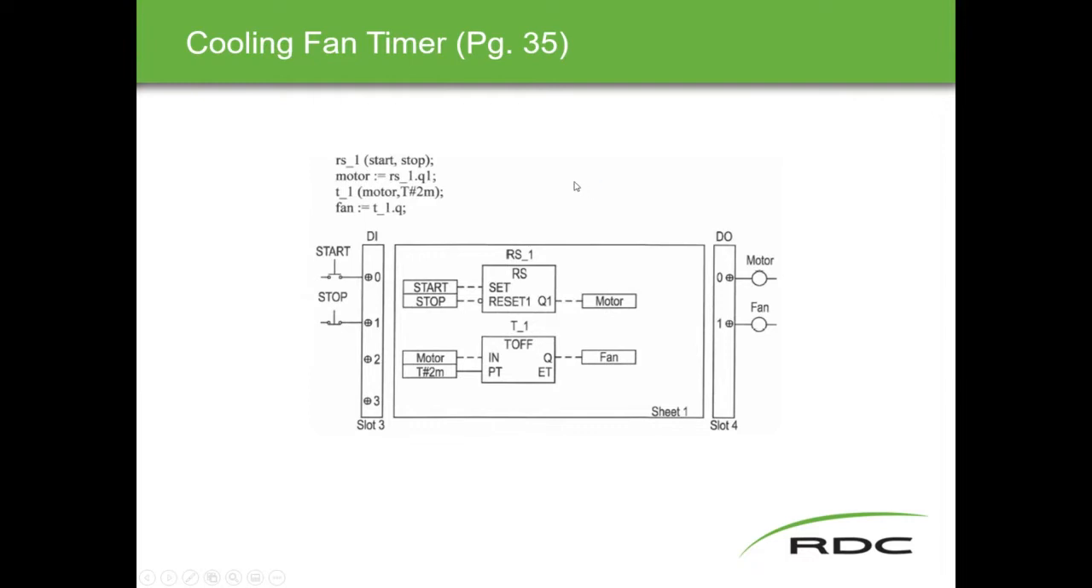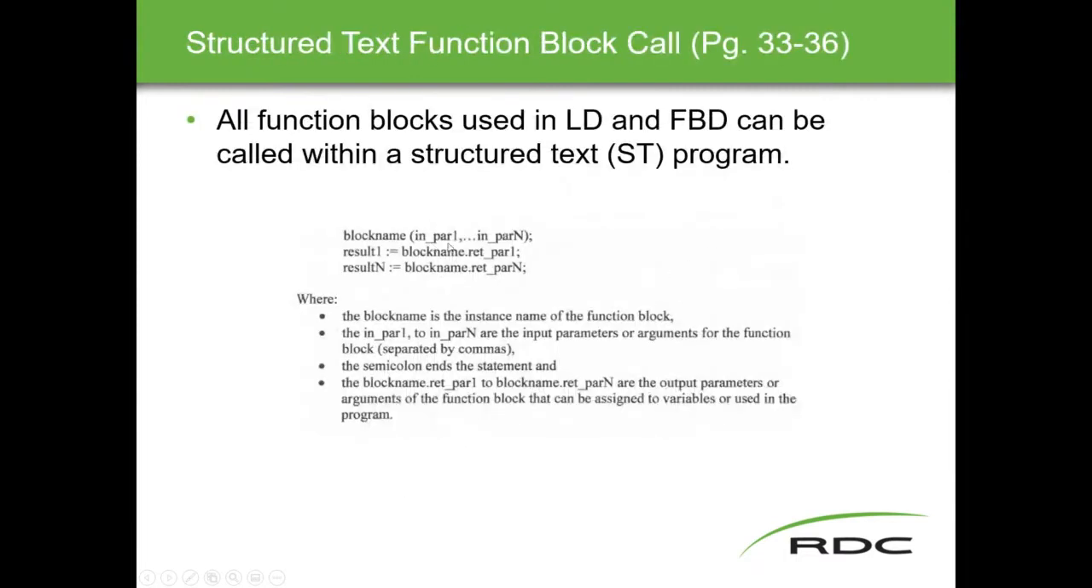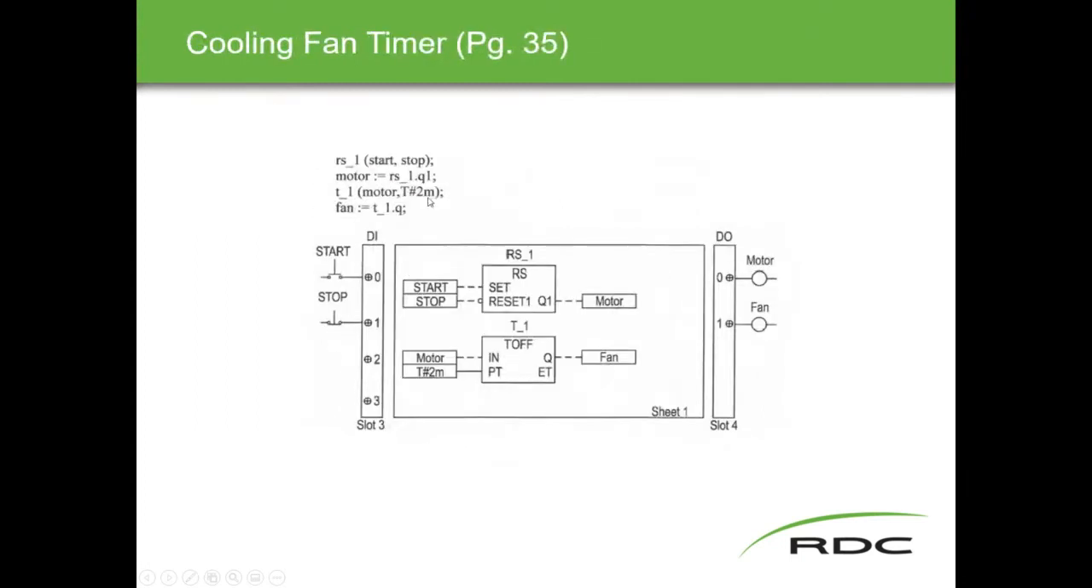Okay, cooling fan timer. One more little thing here. I'm not going to go through it. I guess I am going through all of them. I wasn't going to when I first started. But again, identify what's going on. Here's the motor, the fan. We're going to call on a function block here, a reset dominant function block. We have a T off function block. One of them is called RS underscore one, so that's our instance name. The other one, timer, is instance name T underscore one. So first thing we do is we assign it to the function block. So function block RS1 is going to be using the internal variables, these guys here, internal parameters, start and stop. Okay, and they're internal parameters.